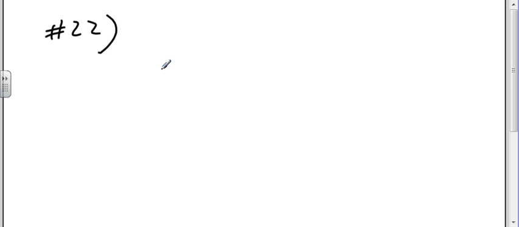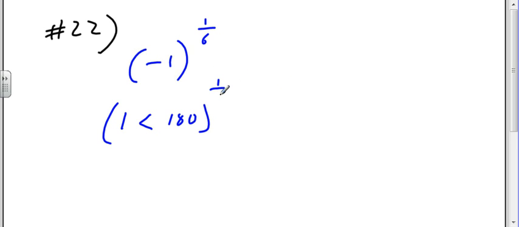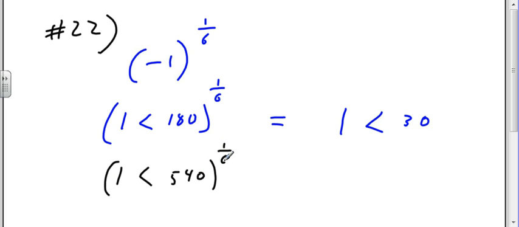All right. So we have minus 1, and we want to find all 6 of the roots of minus 1. Minus 1 is 1 angle 180. I raise that to the 1/6 power, and I get 1 angle 30. So that's the first one. Then I add 360 to 180: 1 angle 180 plus 360, which puts me back in the same spot, 540 to the 1/6. And that's 1 angle 90.